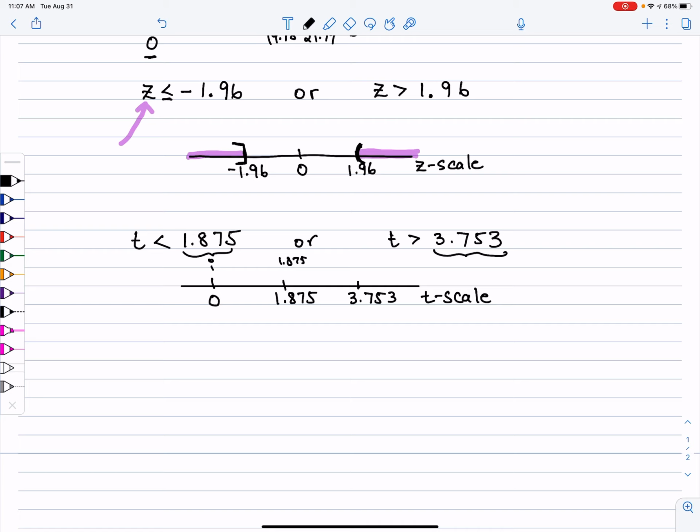And then let's graph these inequalities. So we have t is less than 1.875. You know it's going to be a parenthesis, and we're looking for all of the numbers that are less than 1.875. We have t is greater than 3.753. Greater than, it's a parenthesis, and we have to shade all of the numbers to the right of this number.